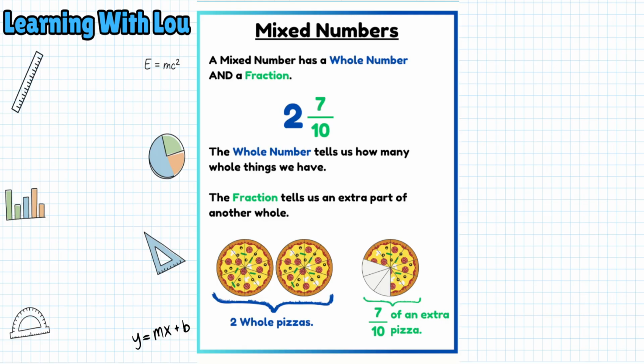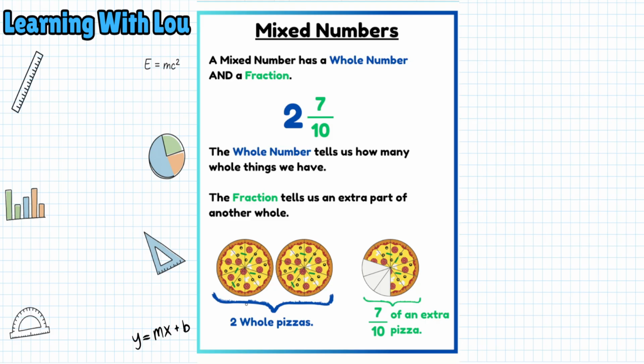The first thing I want to talk about is, well, what is a mixed number? So a mixed number has a whole number and a fraction. Now, it's important to know what these two numbers represent. The whole number, which is usually written bigger and is off to the left of the fraction, tells us how many whole things we have.